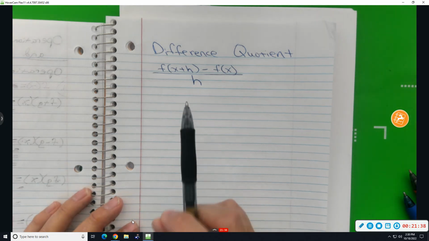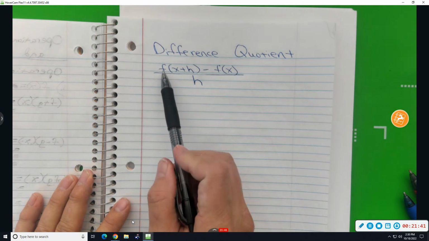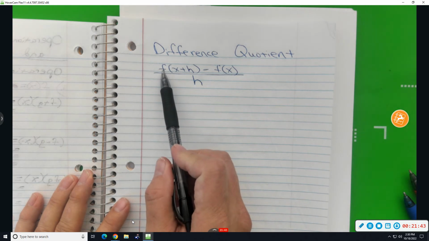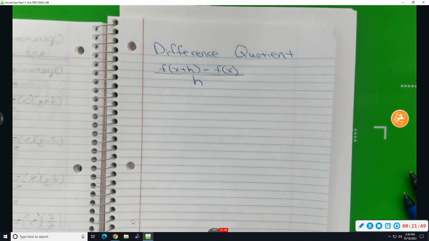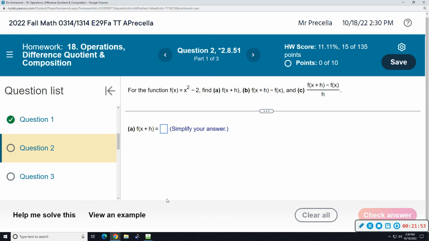Remember how function notation works. That says go to f, and wherever you see a variable, replace it with x plus h. So keep that in mind. We come over here, number 2. They give us the function f of x is equal to x squared minus 2. And they have 3 things they want us to find.